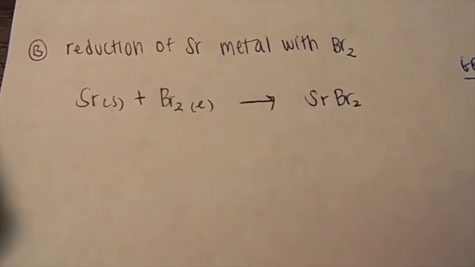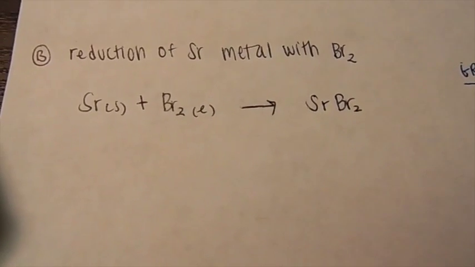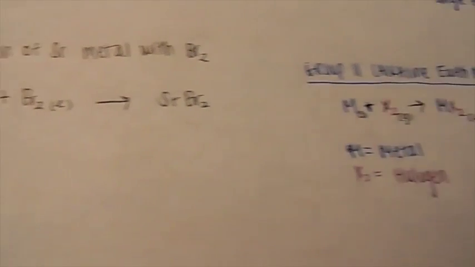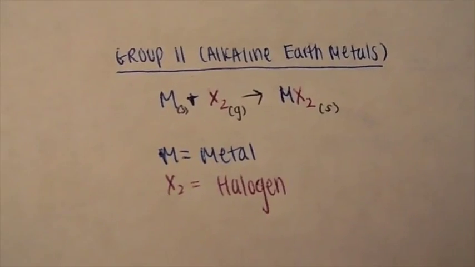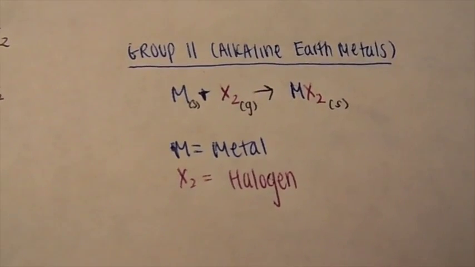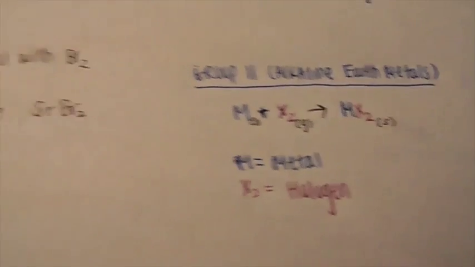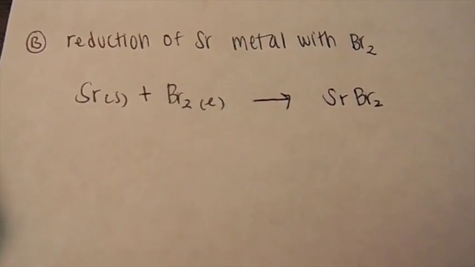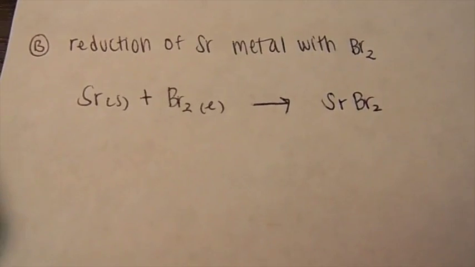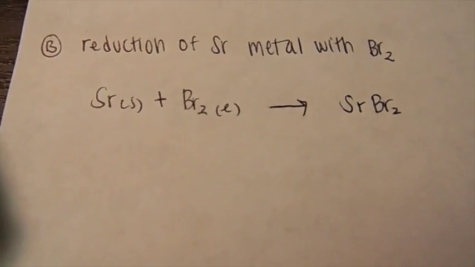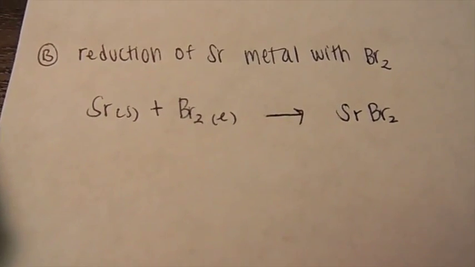Part B of question 7.7 asks for the reduction of strontium metal with bromine. Because of the certain rule for group 2 alkaline earth metals, we know for certain that a metal plus a halogen equals a metal halide solid. So automatically, looking at this question, we see that strontium is a group 2 metal and bromine is a halogen. So strontium plus bromine equals strontium bromide.